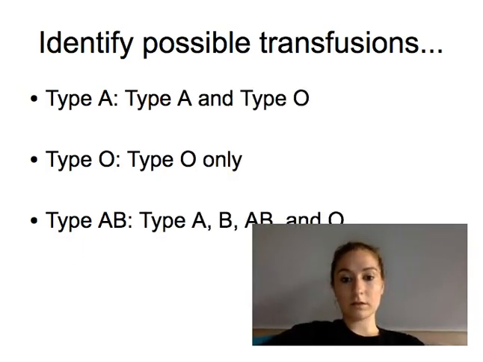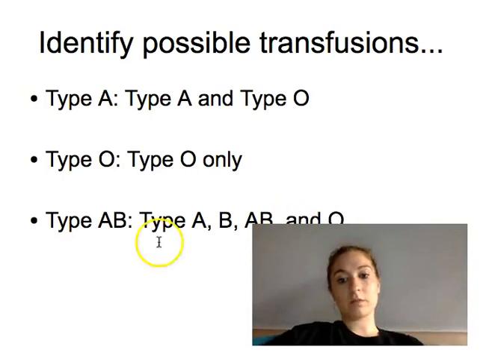All right, so these would be the example answers. So type A could receive type A and type O, universal donor for type O. Type O could only receive type O, and then AB could receive AB, A, B, and O.